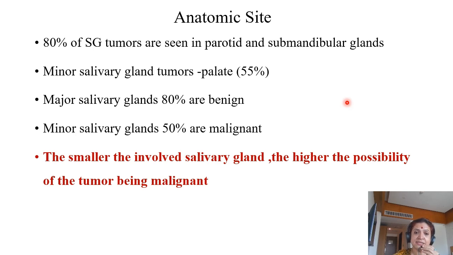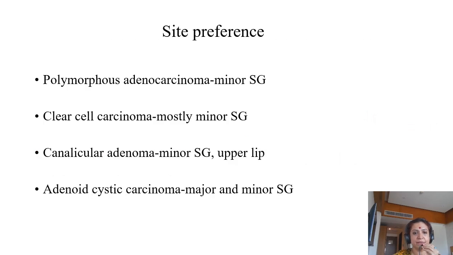Among the minor salivary glands, the most common site is the palate, with 55%. And as I mentioned earlier, in the major salivary glands 80% of tumors are benign, whereas in minor salivary glands 50% are usually malignant. So the smaller the involved salivary gland, the higher the possibility of the tumor being malignant. Now, certain salivary gland tumors have a preference for certain sites.